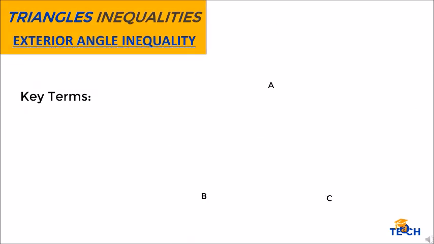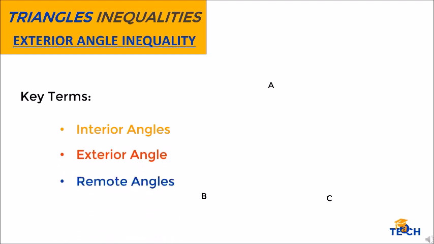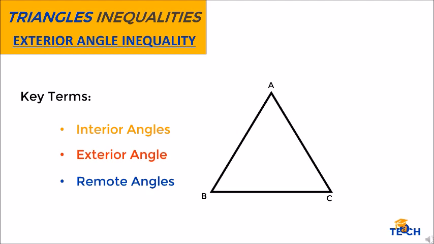We have key terms to remember. First, interior angle. Second, exterior angle. Third, remote angles. So on the right side, you can see the figure. We have here 70 degrees, 55 degrees, and another 55 degrees. As you can observe, all the angles inside the triangle are colored orange. These are called interior angles.